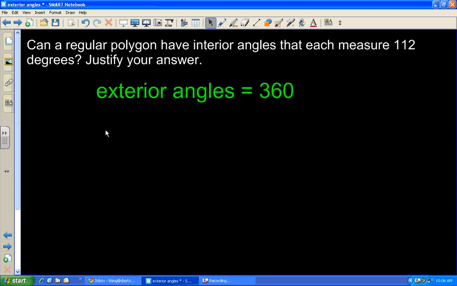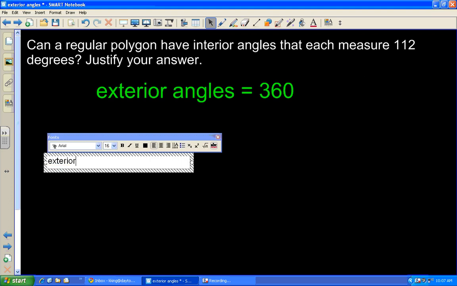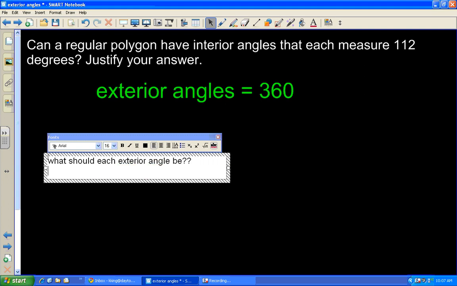Okay, so now the next question is, what does this 112 have to do with anything? Well, if the interior angles should all be 112, what should each exterior angle be? And I hope you're all thinking to yourself, well, hey, I know an interior and its exterior angle are supplementary. So I'm going to take 180 minus the 112.